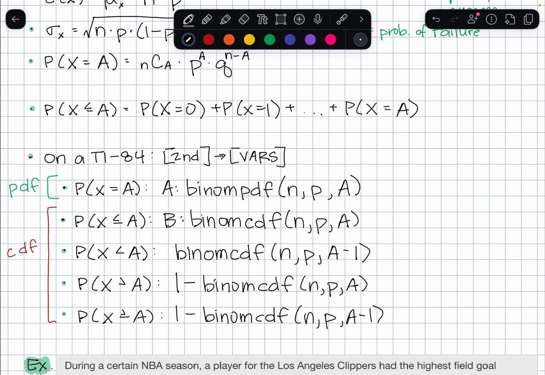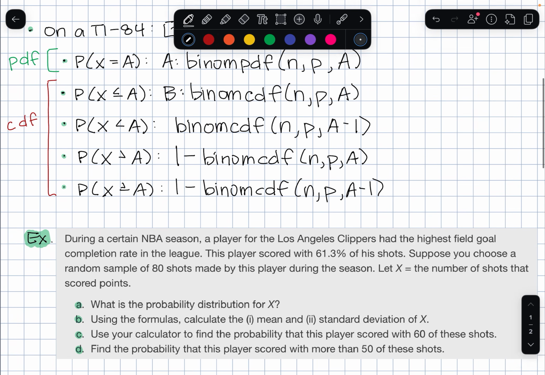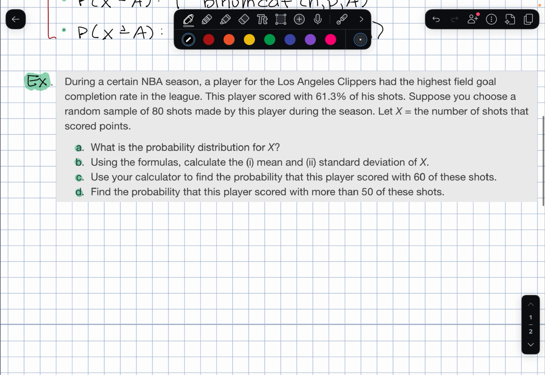We're going to go ahead and do an example so you can get a feel for how this works. So for our example, it says, during a certain NBA season, a player for the Los Angeles Clippers had the highest field goal completion rate in the league. This player scored with 61.3% of his shots. Suppose you choose a random sample of 80 shots made by this player during the season. Let X equal the number of shots that scored points. What is the probability distribution for X?